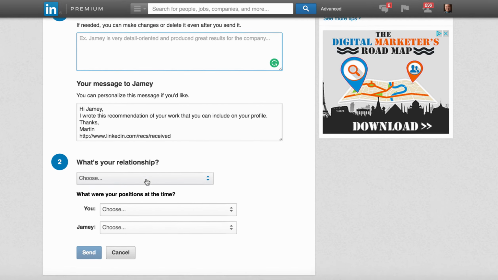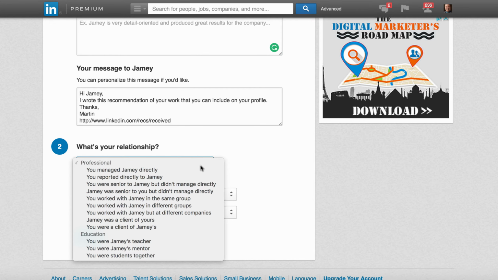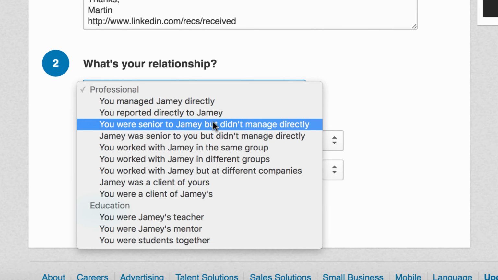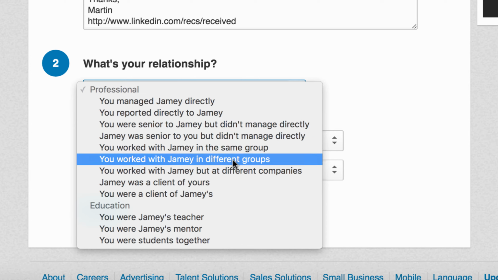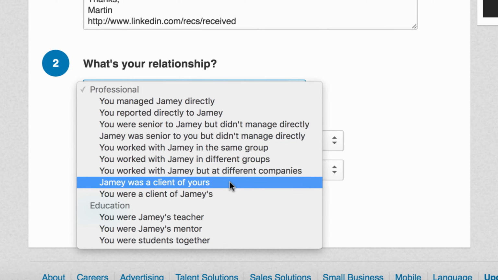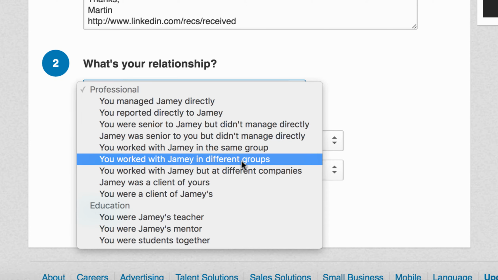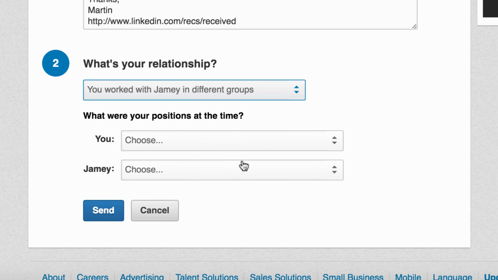Then there's a message to tell them about the recommendation. And then the category. Now, this is where it gets a little confusing because it doesn't always seem to fit too well. The catch-all for me is worked with such and such in a different group. That's kind of the catch-all. If you can't find an area that fits, don't suffer over it. Just use something like that. So pick something that comes as close as possible and really don't worry about it, but at least pick a category here.